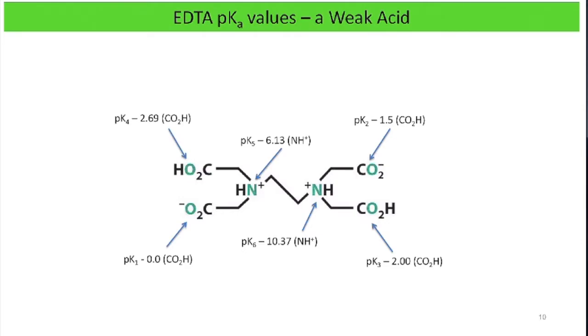So we have a pKa 1 of 0 for one of the carboxylic acids, 2 for another one, 1.5, 2.69, and the other two, right in the middle, the NH pluses, have pKa's of 6.13 and 10.37. The pH is going to determine what form of EDTA is present in solution. Is it fully protonated? Is it somewhere in the middle where a couple of hydrogens have been lost and a couple of hydrogens still exist? Or is it fully deprotonated where all of the hydrogens have been ionized?